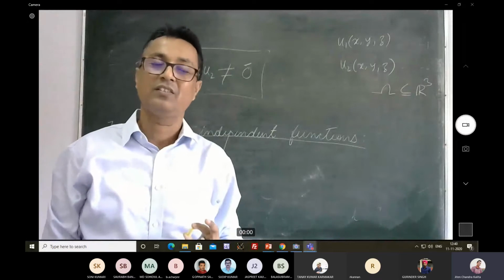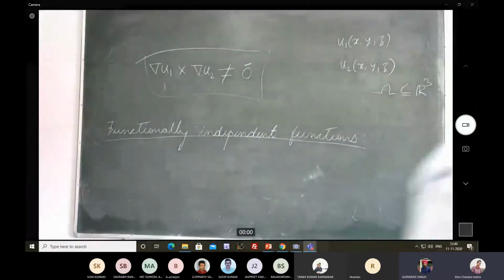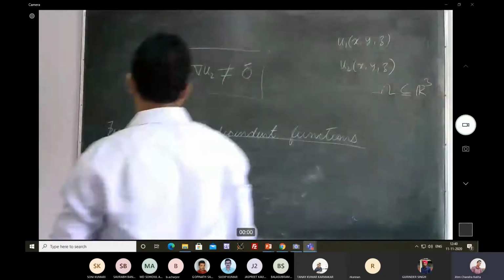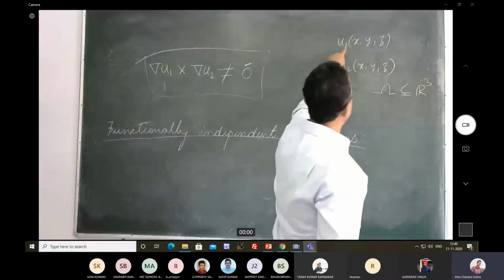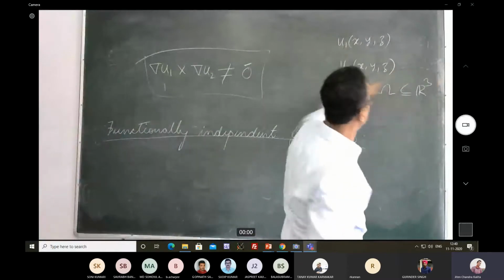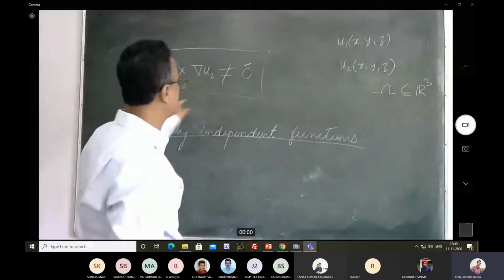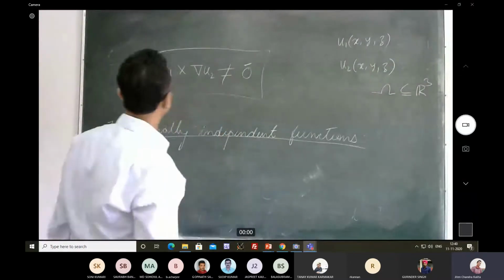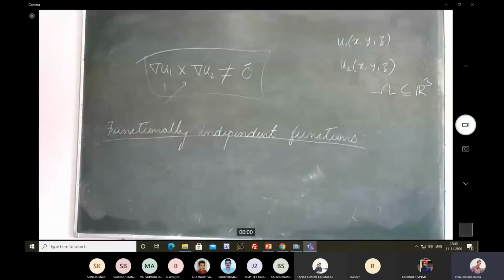Is it okay with everybody? Fine? So basically these two functions u1 and u2 defined in a region omega in R3 are called functionally independent if this happens. That's it. That is the definition of functionally independent.